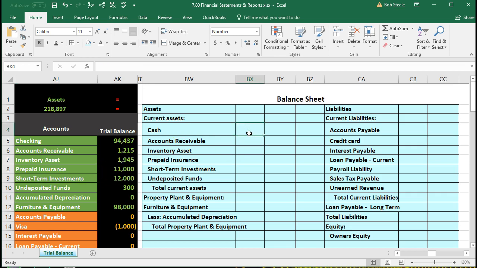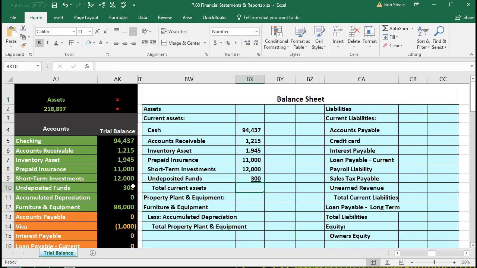We're going to say in BX, this is a current asset, cash, equals this 94,437. And we'll just pull that down. I'm just going to use formulas in order to pull these over. The accounts receivable just equals that 1,115. The inventory equals that 1,945. And the prepaid insurance equals that 11,000. The short-term investment just equals that 12,000. Undeposited funds is going to equal that 300.